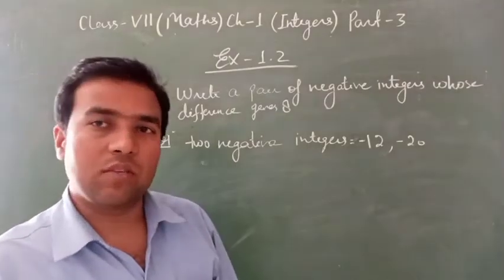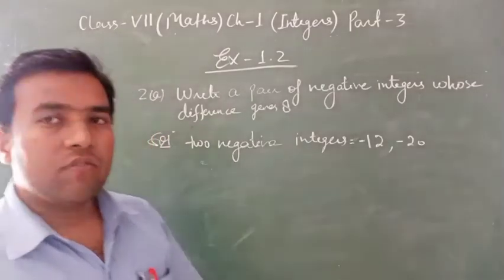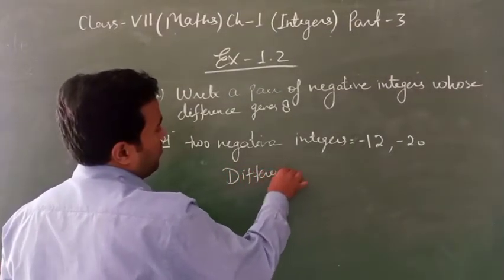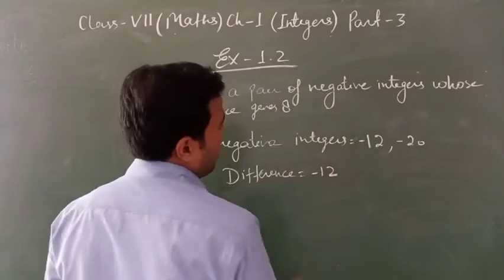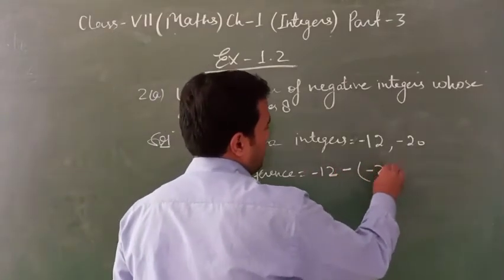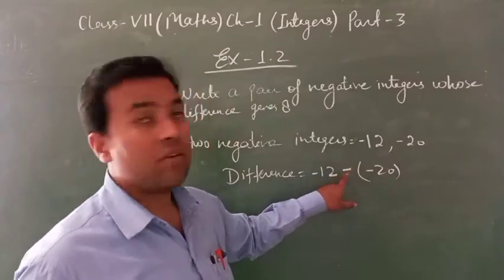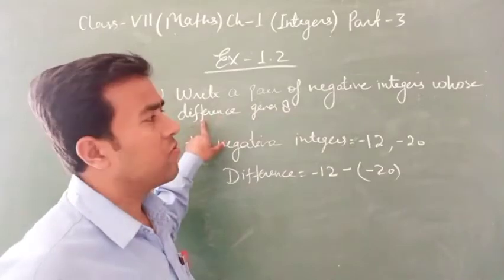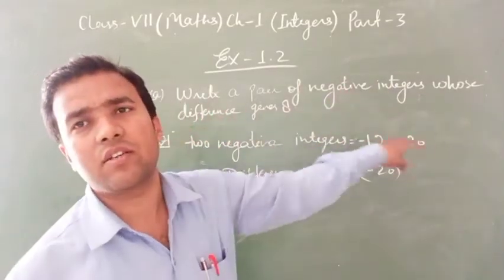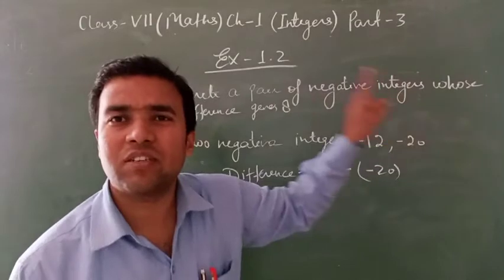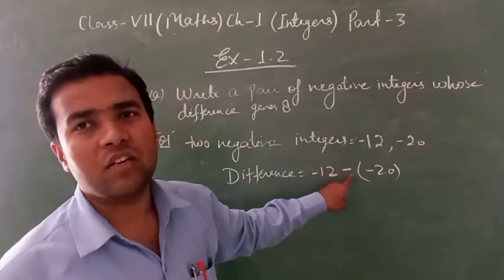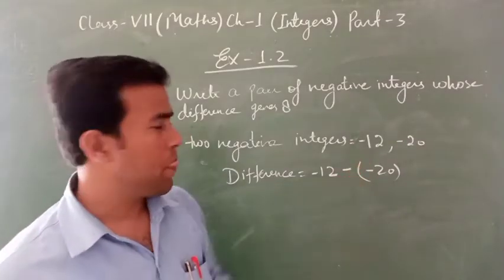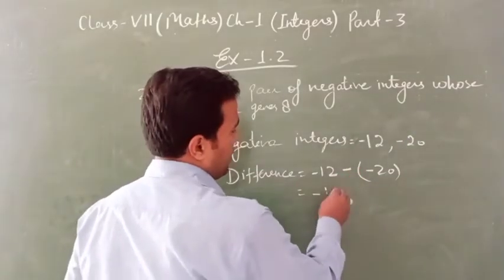-12 and -20, suppose we have taken. Clear? Find the difference. -12 minus... in this place we have taken the minus sign. Why are we taking the minus sign? Because in the question it says find the difference. When the sum is asked, you take the plus sign. When the difference is asked, you take the minus sign. Clear?